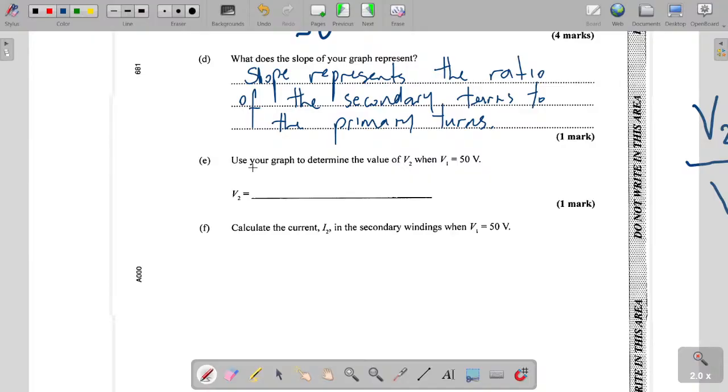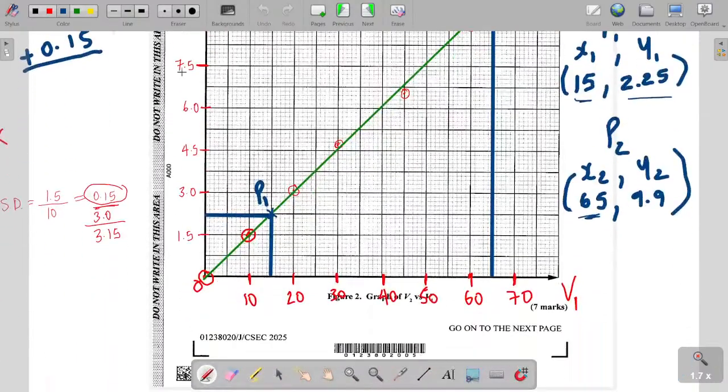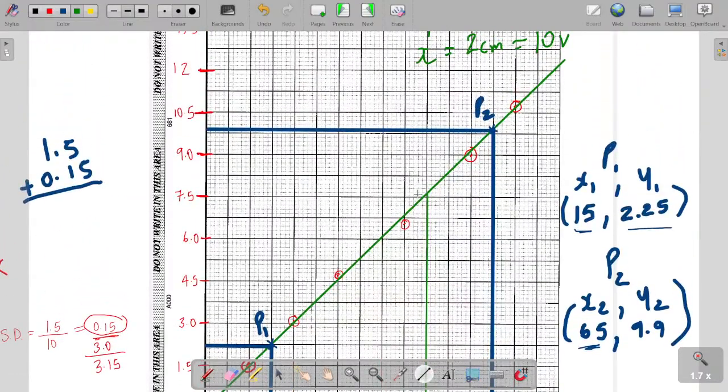Now our next question said we should use the graph to determine the value for V2 when V1 is 50. So the fact that the question says use your graph, it means that you're going to go back to your graph. You're going to find V1, which is 50, right? And then you're going to bring it to your line of best fit to find V2. So going back to our graph, we're going to be finding the value that corresponds with 50. So when V1 is 50, what is the value of the graph.